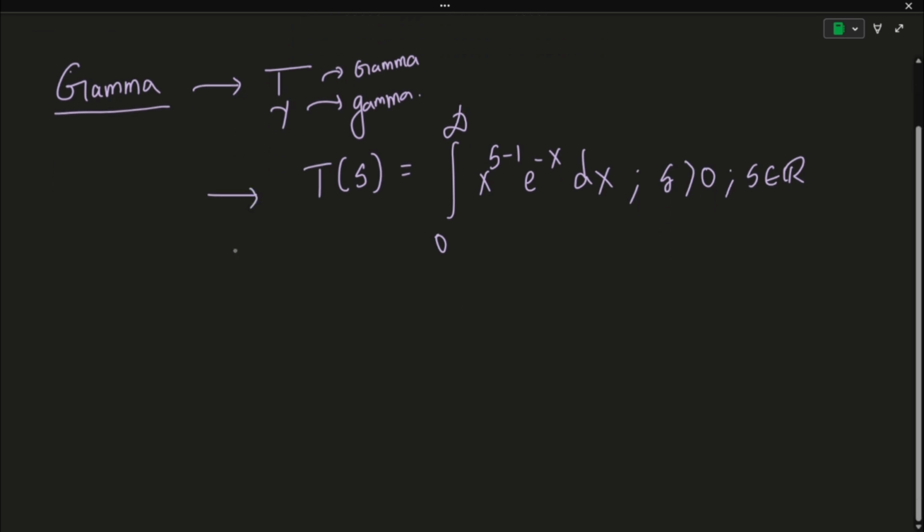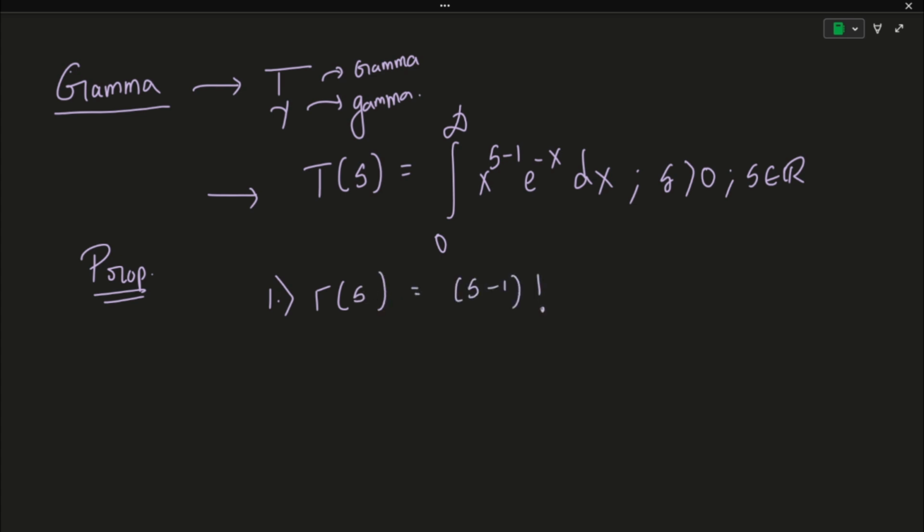First of all, according to this definition, a few properties can directly be found out using this. Number one, gamma of s is equal to s minus 1 factorial for s belonging to natural numbers. This can be found out immediately. Number two, you can find out using reduction techniques. Something which is used in finding this is that gamma of s plus 1 is s into gamma of s. This is called the reduction technique. You can reduce values of gamma like this.